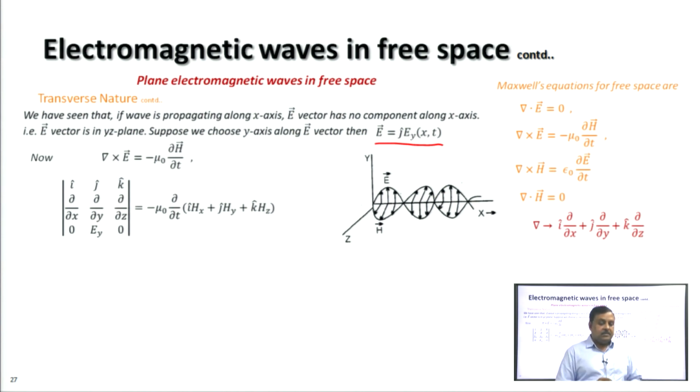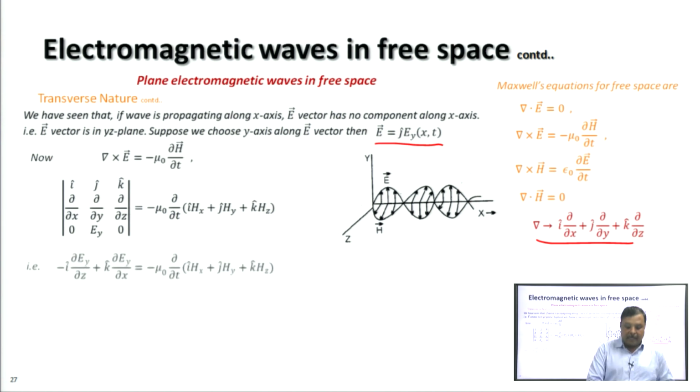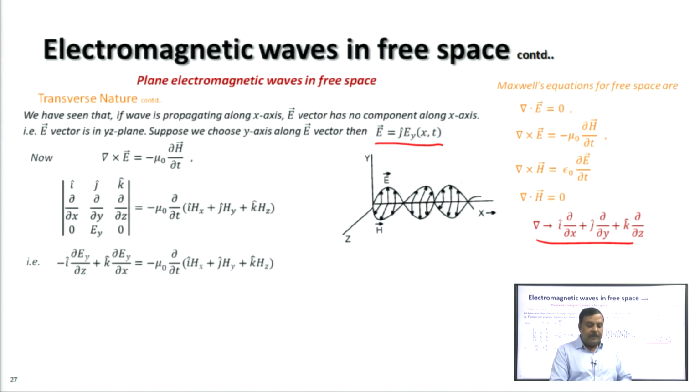The operator del is this: I delta by delta x plus j delta by delta y plus k delta by delta z. I j k are unit vectors along x, y and z axis. You all know this very well. So, let us expand the determinant on the left hand side. So, we get minus I cap delta E y by delta z plus k cap delta E y by delta x, and on the right hand side minus mu 0 delta by delta t of I h x plus j h y plus k h z.